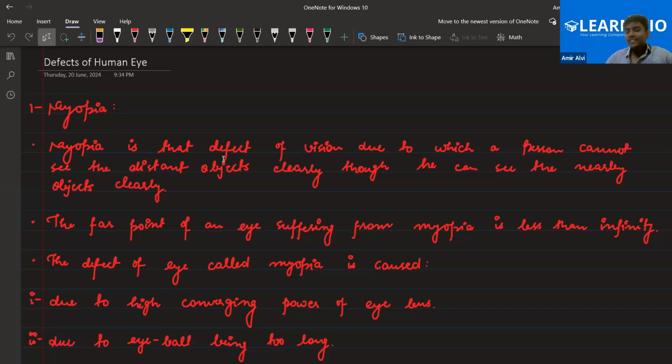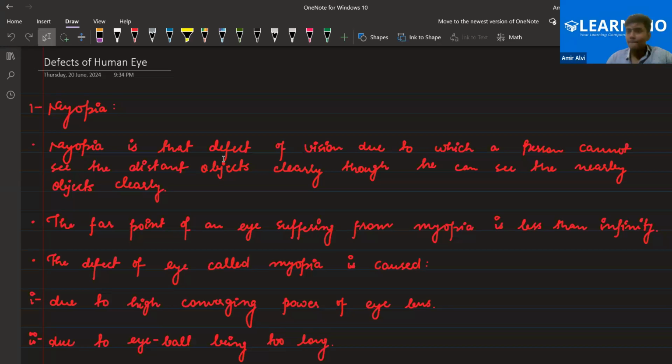Okay, so there are two defects. The first one is myopia, the second one is hypermetropia. Two others are also there, which are due to the aging of the human eye. The first is myopia. Myopia is the defect of vision due to which the person is not able to see distant objects clearly. It means we are not able to see objects that are very far from the eye, but we can see nearby objects very clearly. So Maha, can you see the nearby objects clearly if you do not wear spectacles?